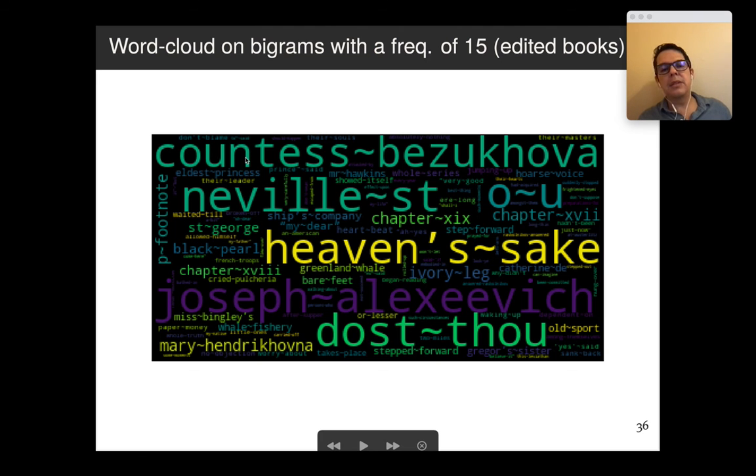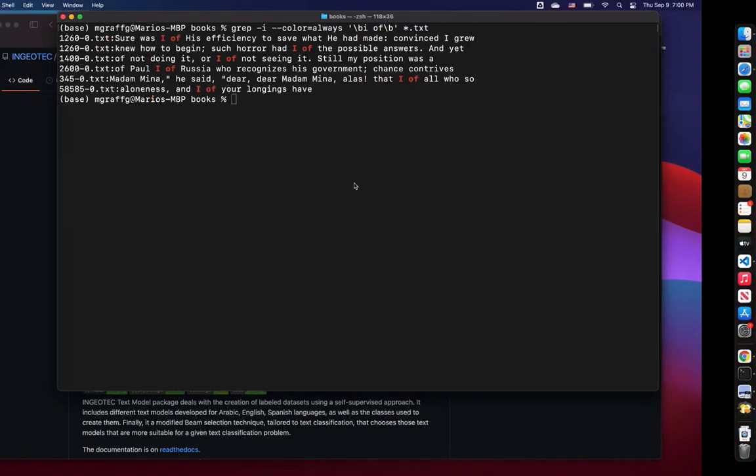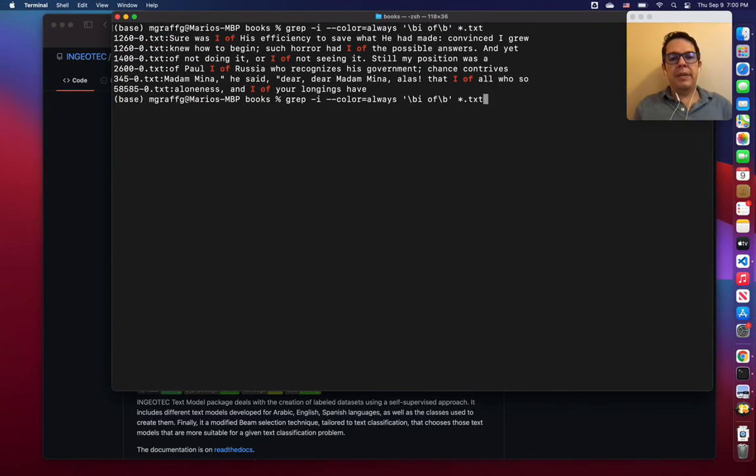Well, we can see some patterns: these are persons. This is another person. This is another person. These are names of the books. So by looking only at some particular frequency, we are generating word clouds that are informative, and we can look at some of these patterns. I have one of these.